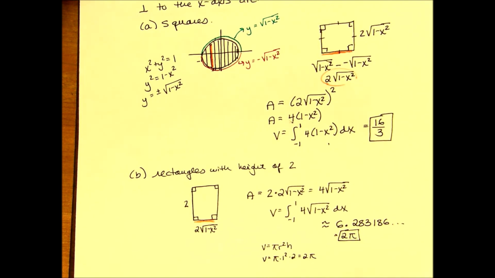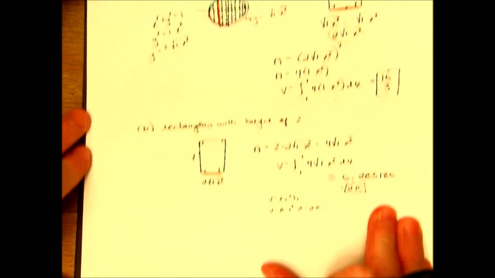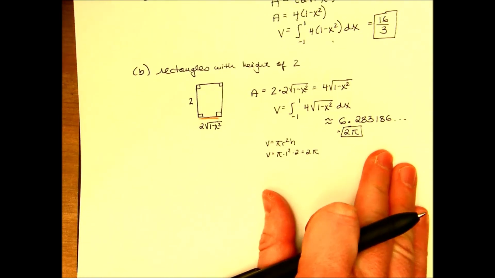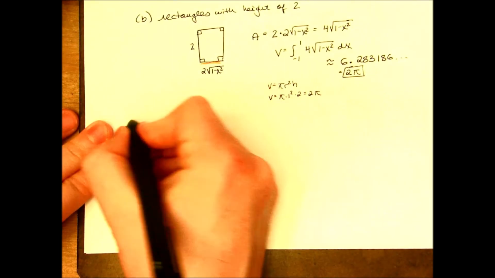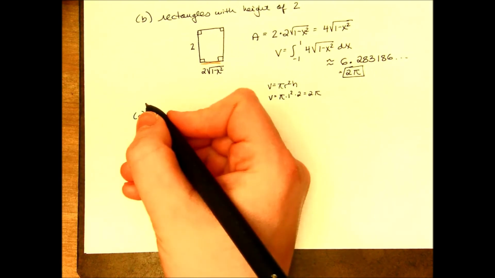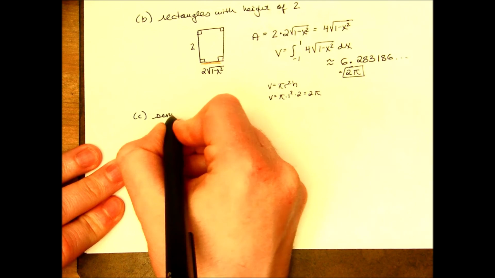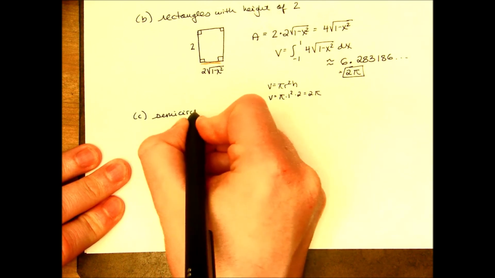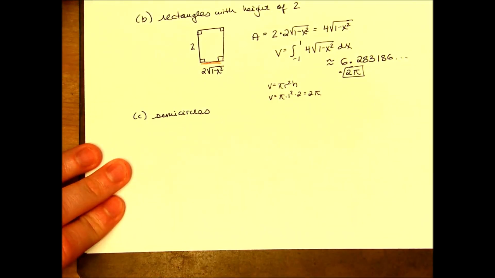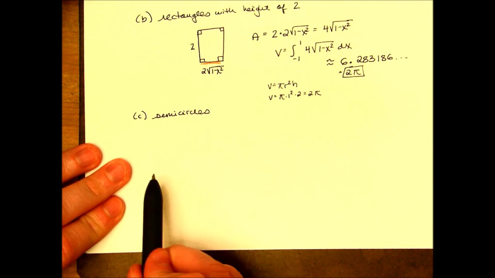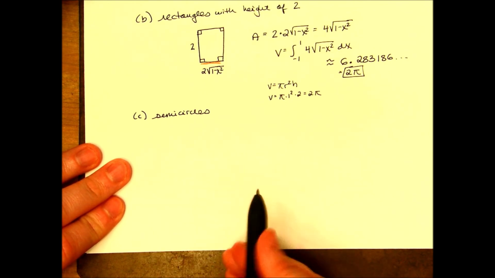I want to do one more variation of this. I'd like to end our notes today by looking at what happens if the cross-sections are semicircles. Try to picture this. I think I want to go through the calculations and then I'll show you what it looks like when we're done.